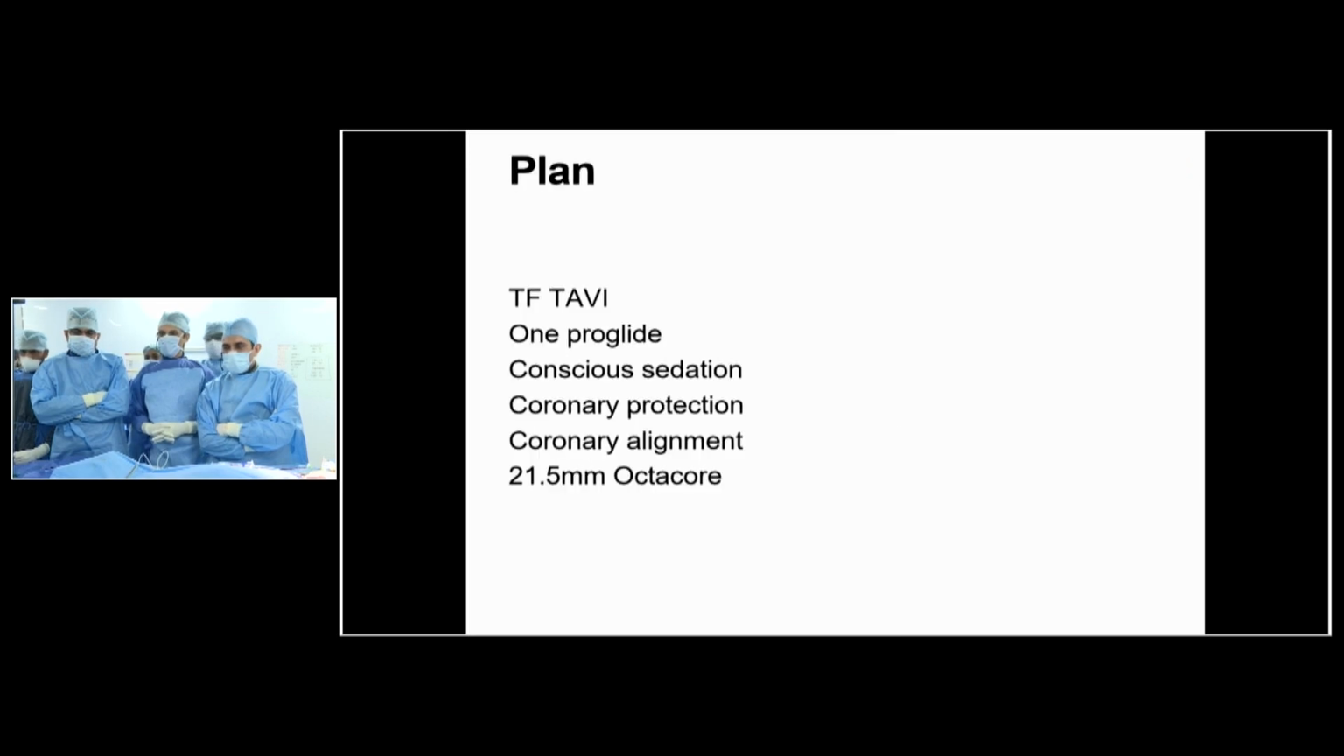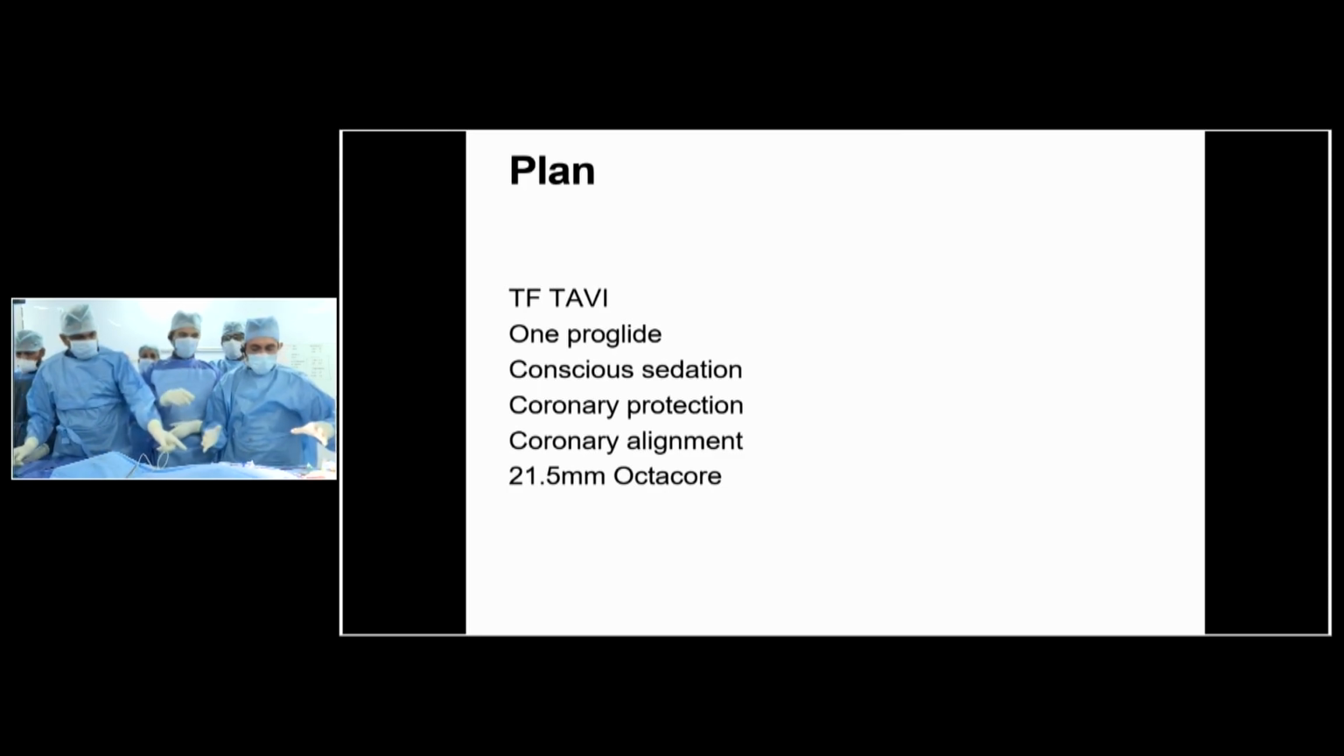Next one. So our plan for this case: she's a 93-year-old lady, a transfemoral TAVR, 1 ProGlide, conscious sedation, coronary protection, cerebral protection, coronary alignment. Now the debate is 20 mm versus a 21.5 mm Octacor. And then coronary protection with a guide versus no coronary protection with a guide.